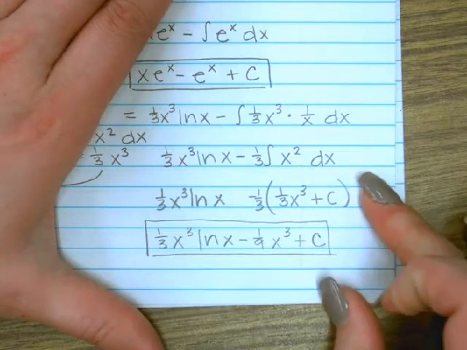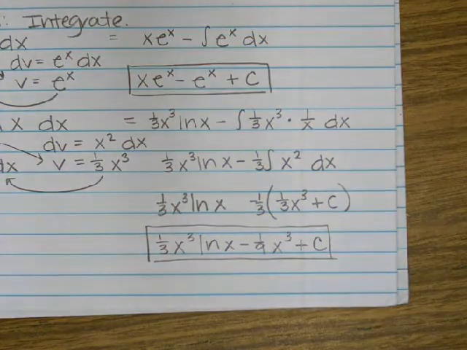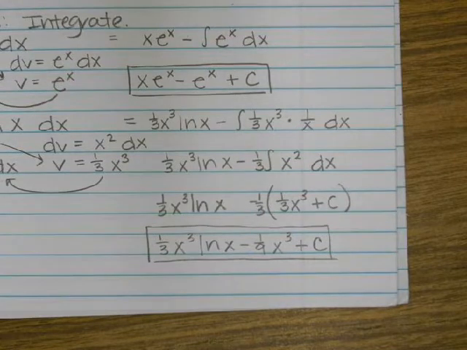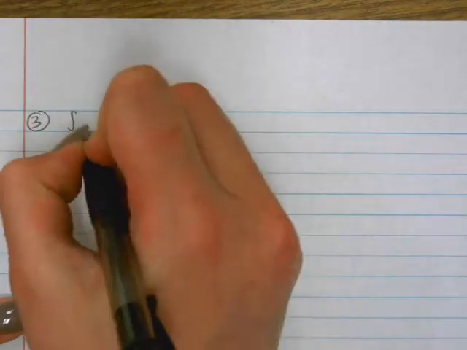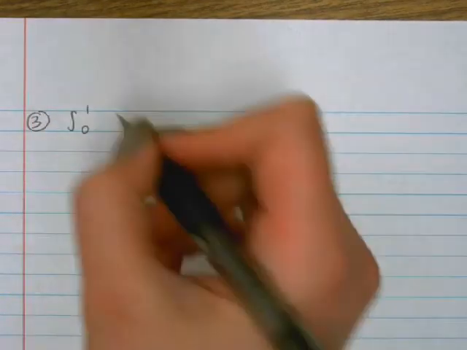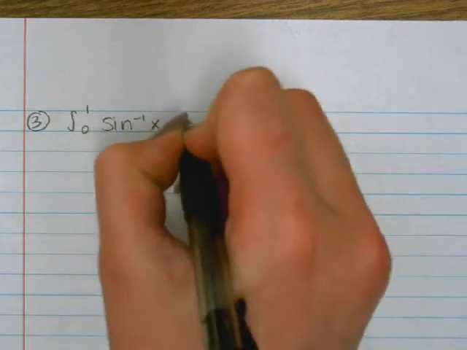And there's my indefinite integral right there. All right, let's go ahead and do our third example. So here we're going to use a definite integral this time. So we're going to evaluate this from 0 to 1. And we are doing sine inverse of x dx.